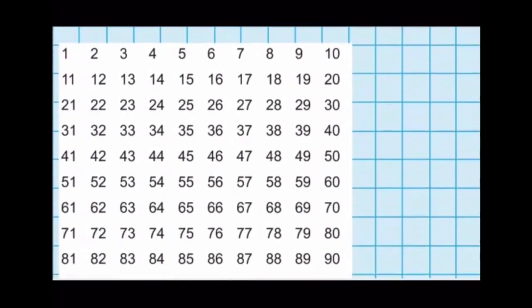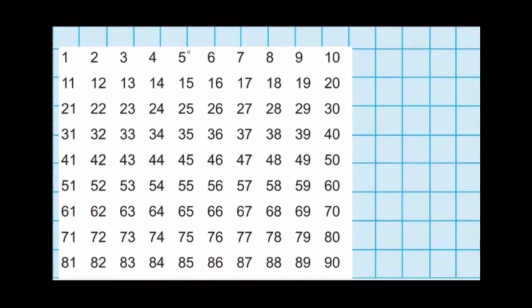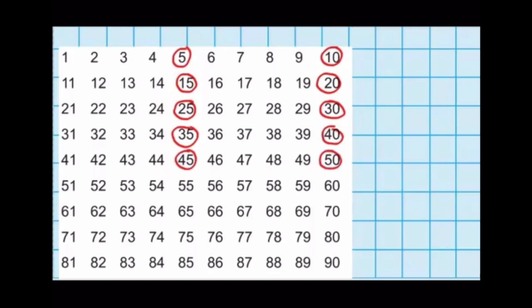Let's start by going down to our hundreds board and circling all the numbers that are on our 5 times tables. So we start at 5, 10, 15, 20, 25, 30, 35, 40, 45, and 50. Now we could go on further, but I'm stopping at 50 because 5 times 10 equals 50. So now that we've circled all our answers, you can probably spot a bit of a pattern here.